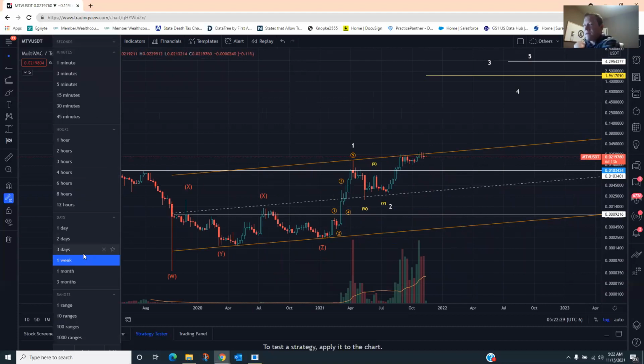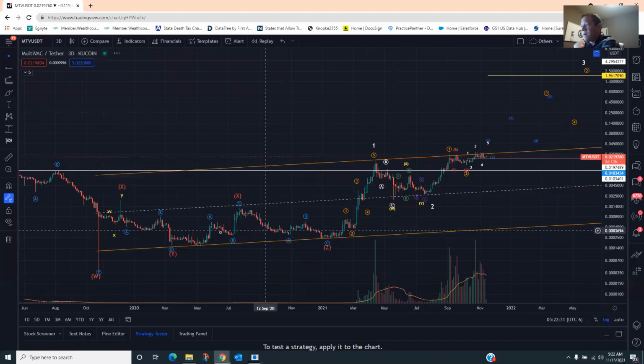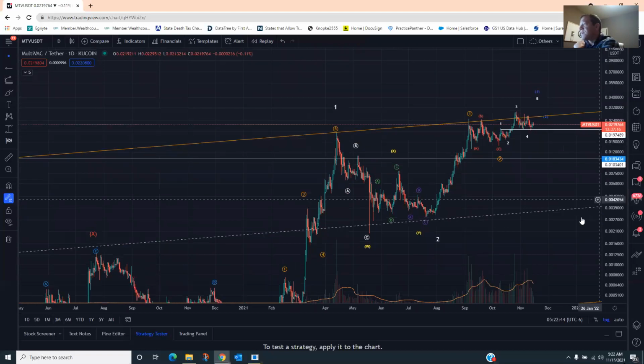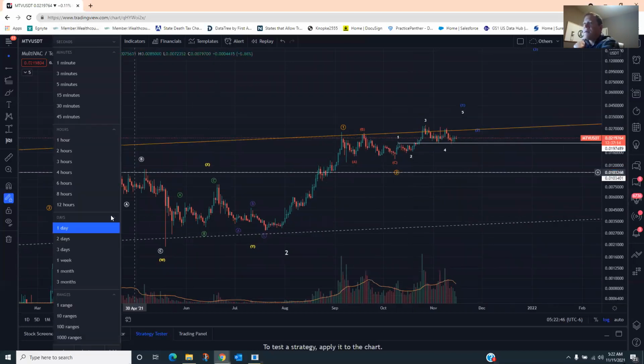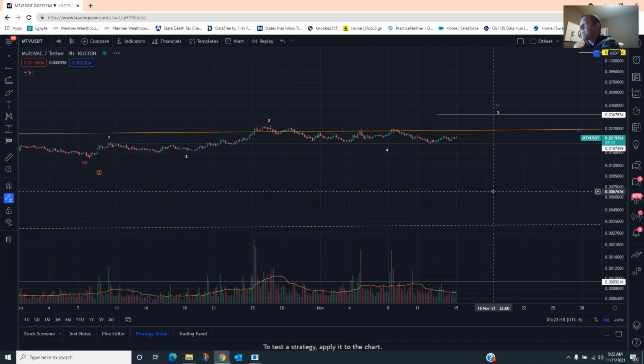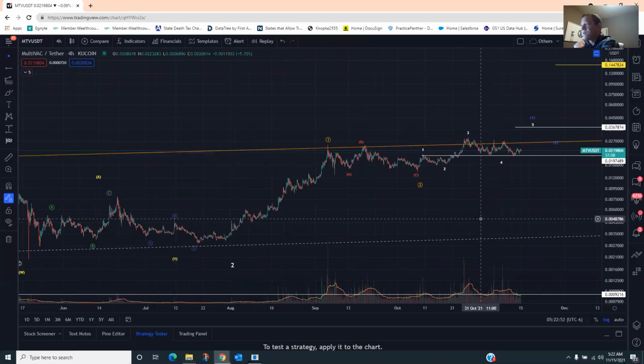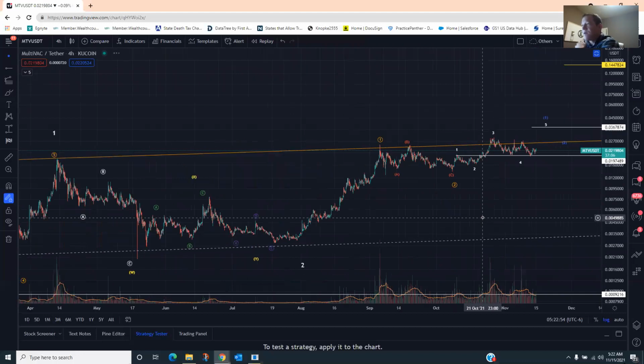And then I move basically down on lower time frames. As you can see, I've got each corrective wave and each motive wave labeled on lower time frames. That way I understand what's going on in the micro. So hopefully that gives you guys an idea of how I analyze charts, and also gives you an idea of where I think MTV is going to go.